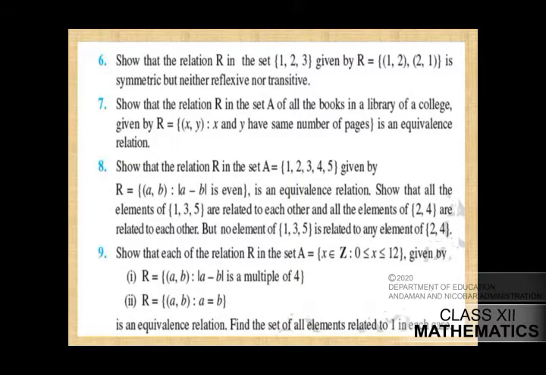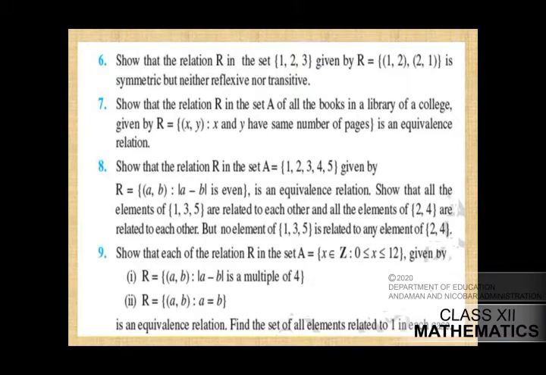When you see the sixth question, show that the relation R in the set {1, 2, 3} given by R = {(1, 2), (2, 1)} is symmetric but neither reflexive nor transitive. Very simple question. You have already given the relation (1, 2) and (2, 1). आपको just बताना है कि whether it is symmetric है but reflexive नहीं है and transitive भी नहीं है. इसे देखकर ही आप बता सकते हैं.